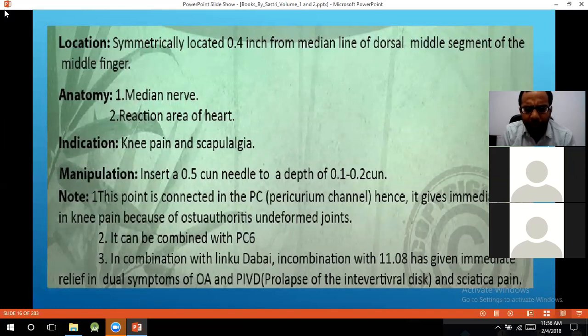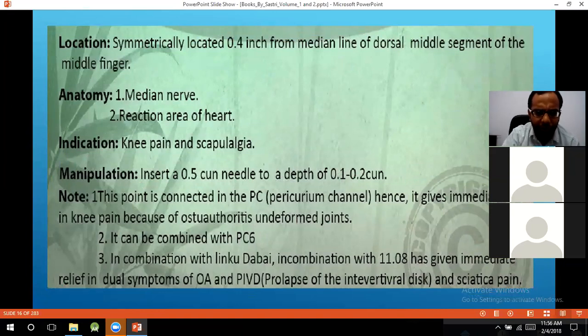So the channel which is connected is the pericardium, and since it is connected to the pericardium, it will help you not just in osteoarthritis, but especially in getting great results for osteoarthritis. When there is serious pain or a deformity of the knee joint, you will get this type of recovery. Insert these 2 points, 1.09. It is very fast recovery.